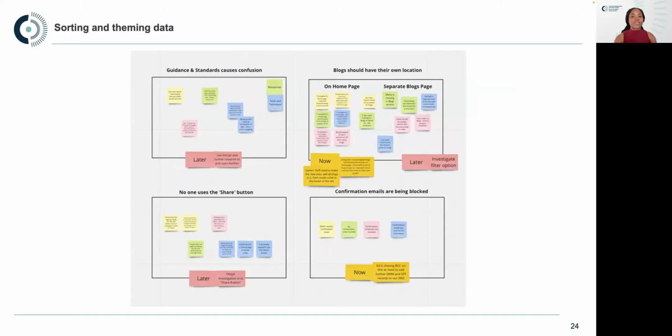This is also a very good example that I took from Tom's affinity diagram from when he did usability testing on our website. If you notice here, he has sorted the research data and themed them. So by theming, I mean naming the categories. Next slide, please.